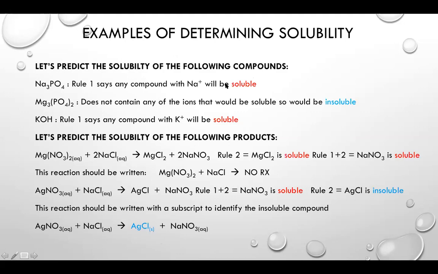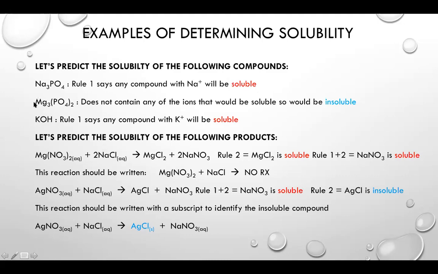So let's do some examples of determining solubility. So we have this compound here, and rule 1 says any compound with sodium will be soluble. So this compound is soluble because it has a salt, according to rule 1. Magnesium phosphate does not contain any of the ions that would be soluble, so it's insoluble. It doesn't contain any of those group 1 elements or the ammonium. Then we have KOH, and according to rule 1, it says any compound with potassium will be soluble.